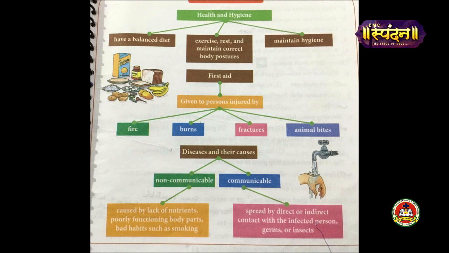Then we learnt about the diseases and their causes, mainly two types of diseases, non-communicable and communicable diseases. Non-communicable diseases are caused by lack of nutrients, right? And we learnt about several examples. Communicable diseases are those which can spread from one person to another, and for them also we have seen examples.